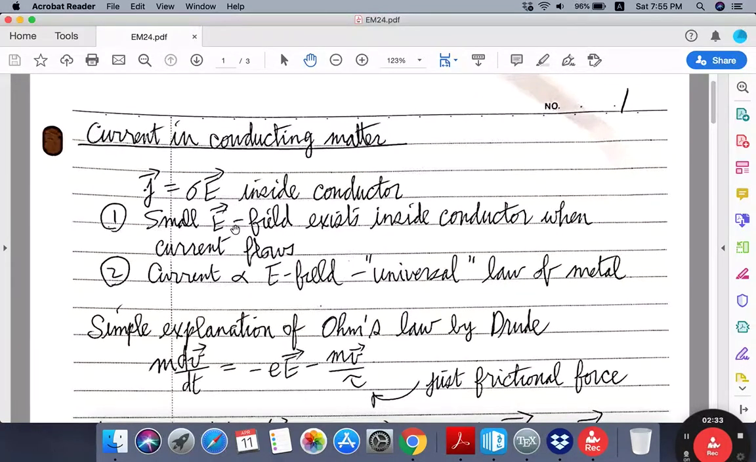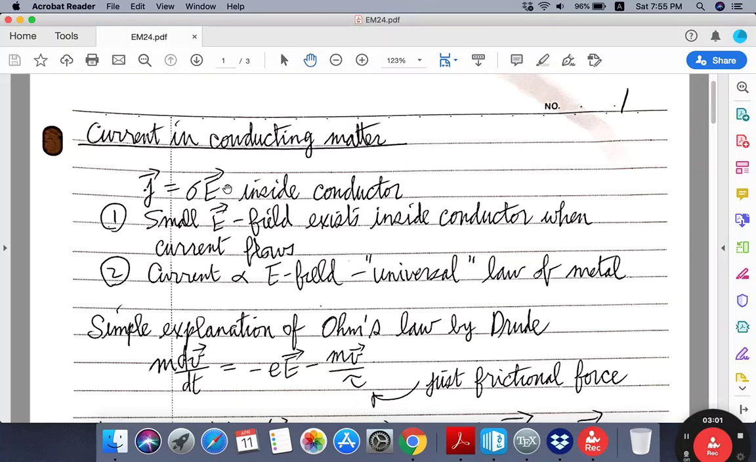Okay, so now the thing that stands out immediately from this relation is that in order for the current to exist inside a conductor, you must allow for the existence of at least a small amount of electric field in the conductor. Otherwise, this relation would not be able to produce any current.